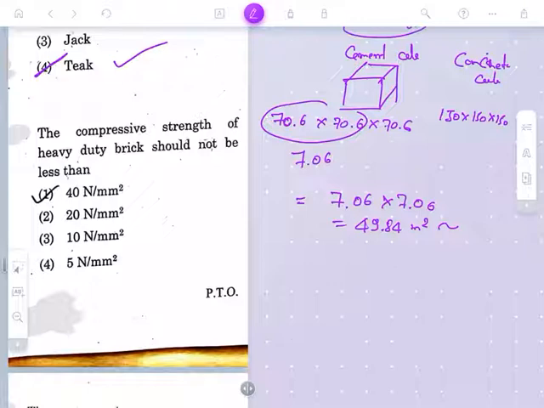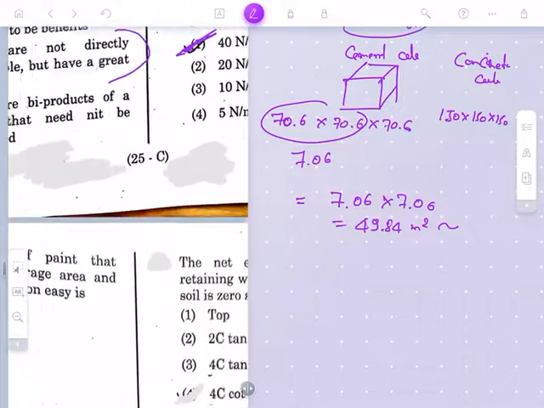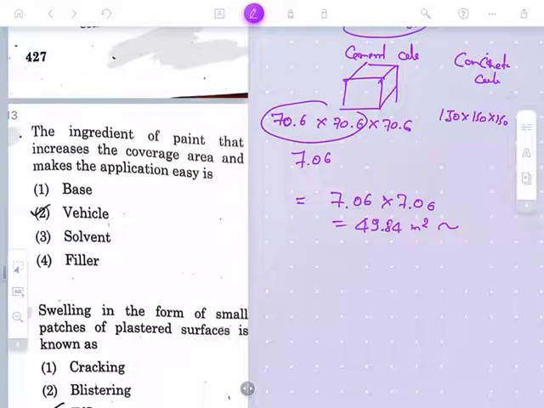This is a direct question. The compressive strength of heavy duty bricks should not be less than 40 Newton per mm square. Then it is called heavy duty bricks. Next, the ingredient of the paint that increases the coverage area and makes the application easy.